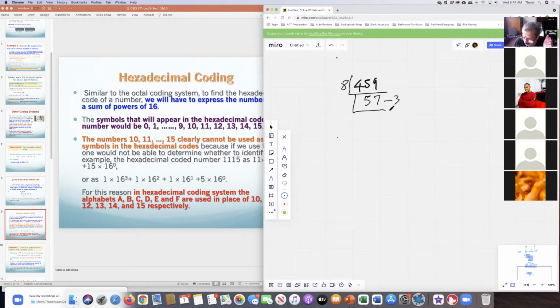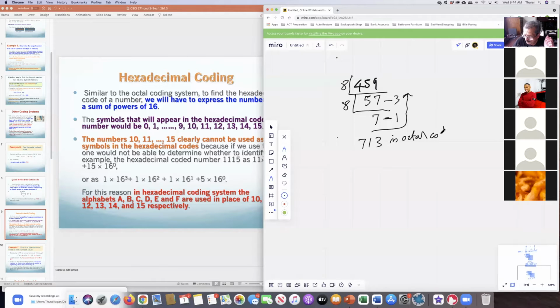So now I had to divide by 8 again. And 8 goes into 57 7 times. 7 times 8 is 56. So the remainder is 1. Okay, so now I'm finished because now my number is less than 8. So when I have less than 8, I have the code already. 713 is the code. Okay, 713 is the octal code.